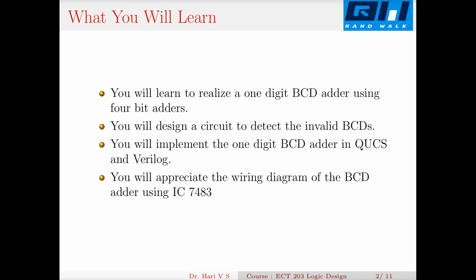So what you will learn in this video is that you will learn to realize a 1-digit BCD adder using 4-bit adders. Then you will design a circuit to detect the invalid BCDs. Then you will implement the 1-digit BCD adder in Verilog. Then you will appreciate the wiring diagram of the BCD adder using IC7483.